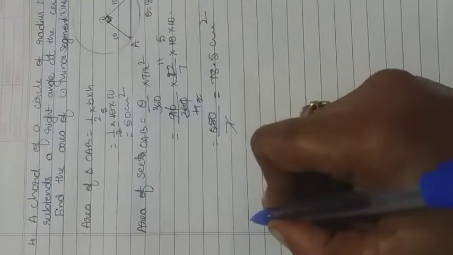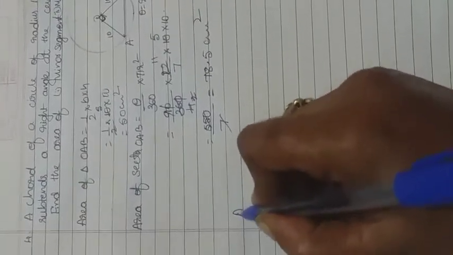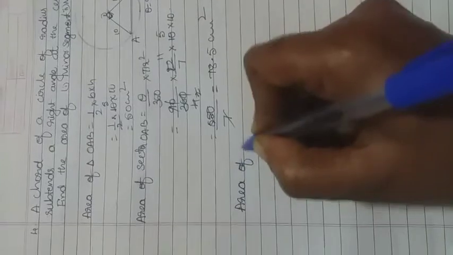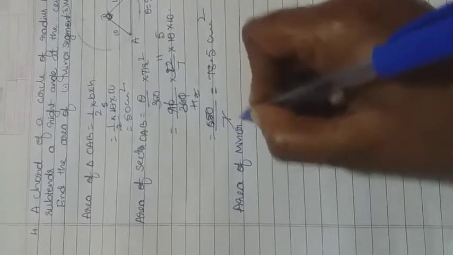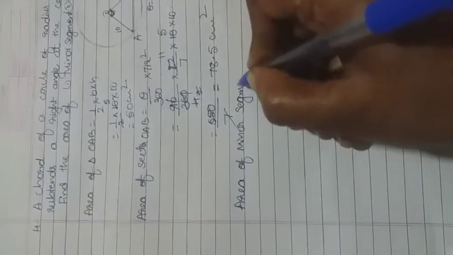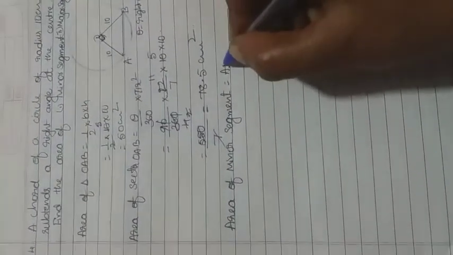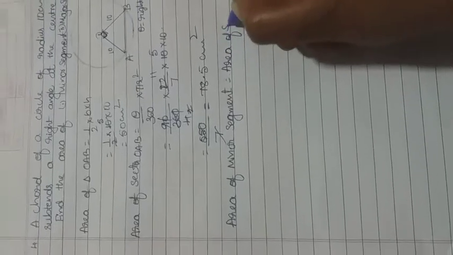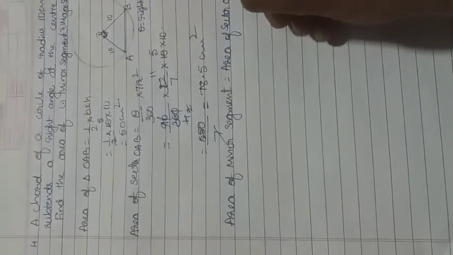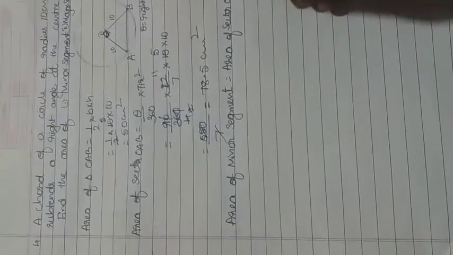So let us take the area of the minor segment, which we have to calculate first. Area of minor segment. The formula I told you already: area of a segment is area of sector OAB minus area of triangle OAB.